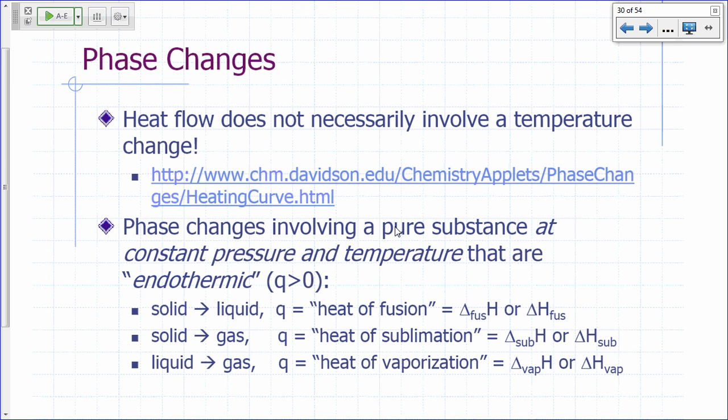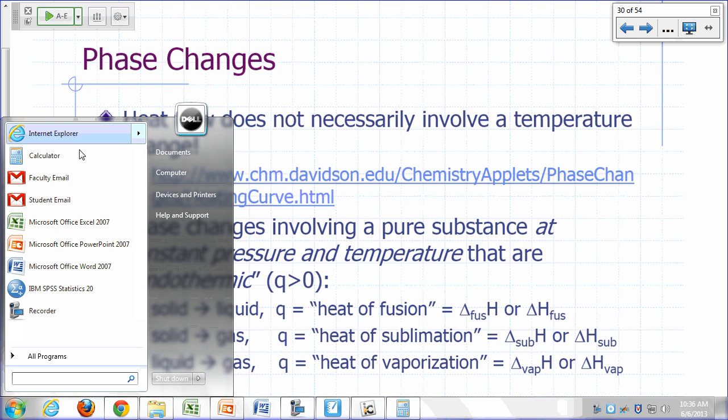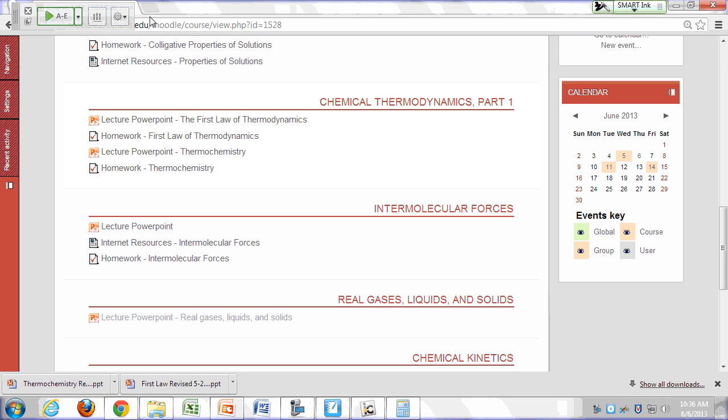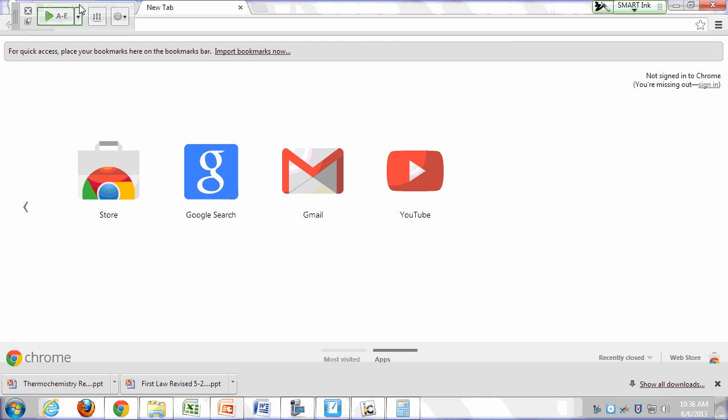Now, phase changes. That's changing from solid to liquid, liquid to gas, and so on. Heat flow does not necessarily involve a temperature change. In fact, let me show you this website where a pure substance is being heated. Let me do a search for that website. Let's see.